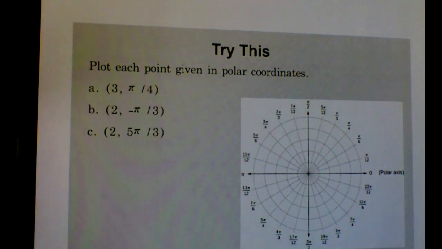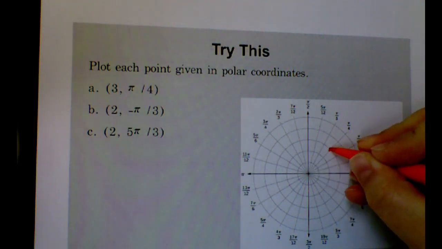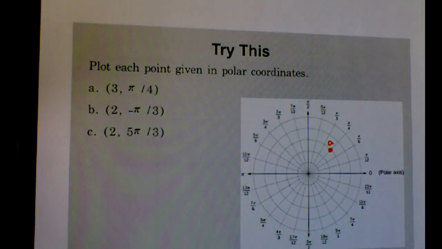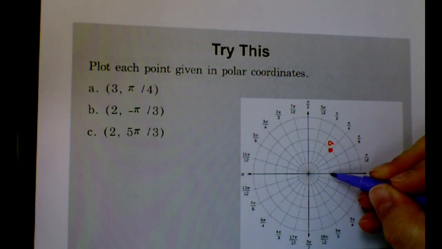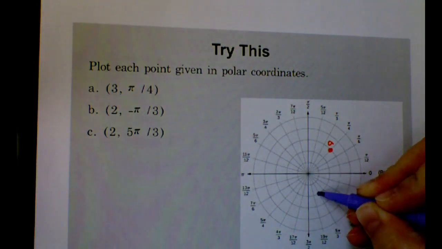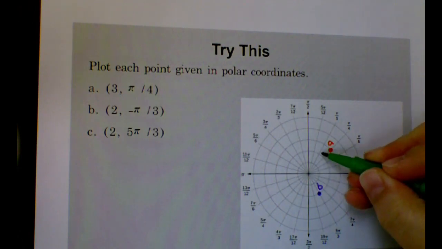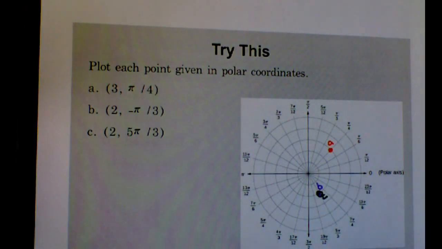All right, let's see how you did. (3, pi over 4). 1, 2, 3 is my radius. Pi over 4 is my angle. There's my point A. Realize that this is a different labeling of the polar axis. This one goes by pi over 12, so we have some extras that we don't usually use. (2, negative pi over 3). So radius is 2. Negative pi over 3 is right here. There's my point B. And my point C is at 2, so 1, 2, 5 pi over 3. Oh, look at that. B and C are the same point.